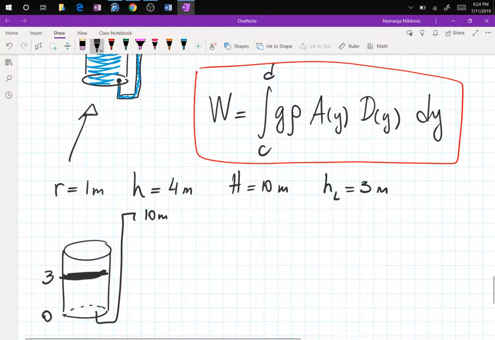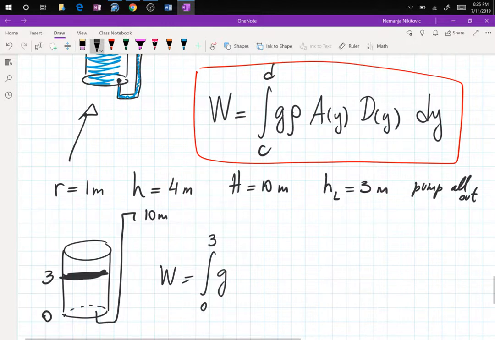So what do I have? I have the work as the integral. I want to pump out everything, so I'm pumping out 0 to 3. Pump all of it out. I can just ask to pump out 1 meter. What are my limits if I only want to pump out 1 meter? 2 to 3. I am only going to pump 2 to 3 meters. If I want to pump only 1 meter of liquid height out, the limits are 2 to 3.